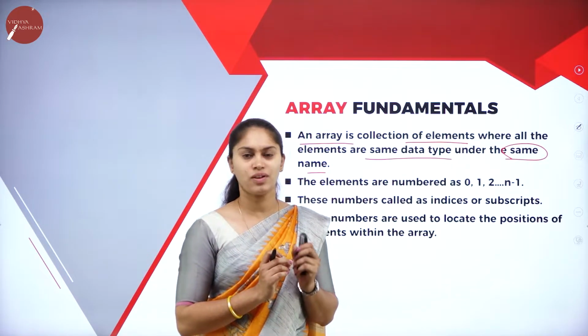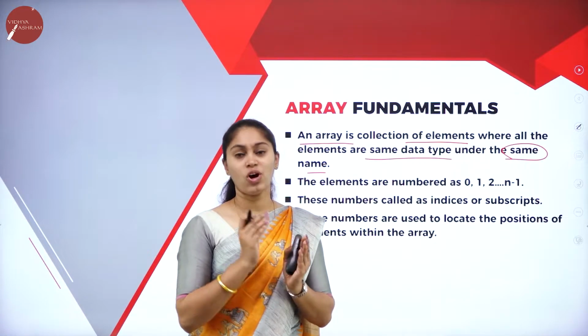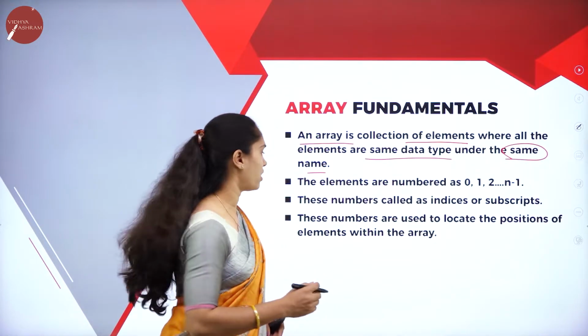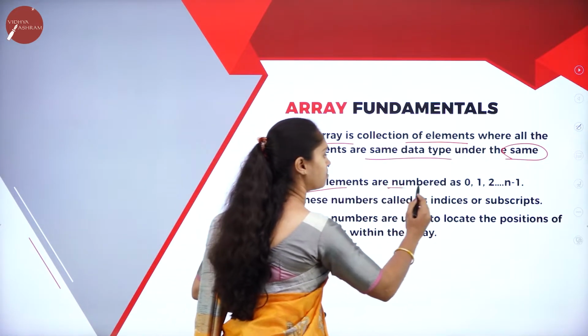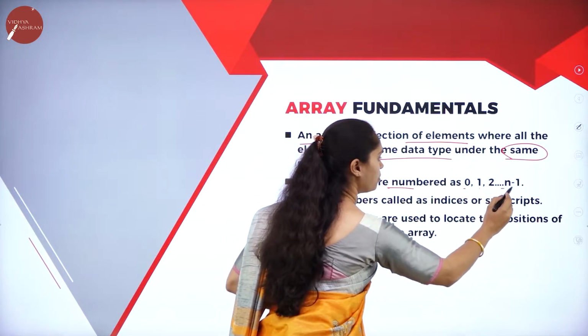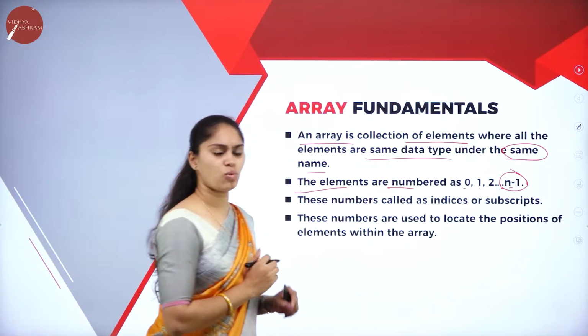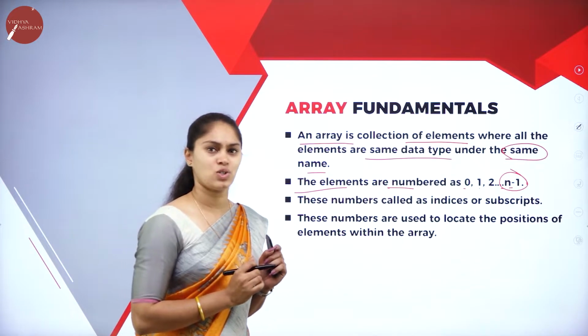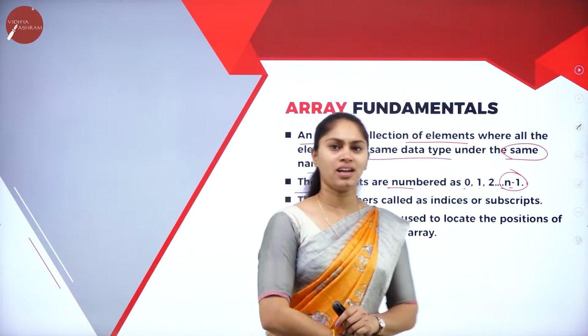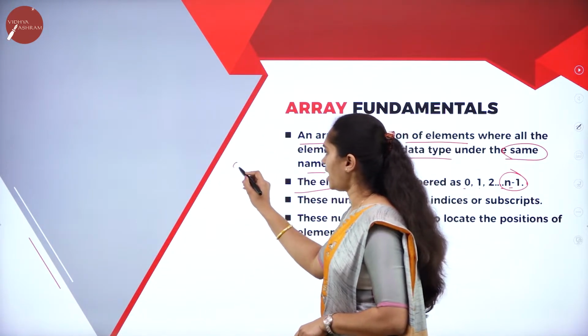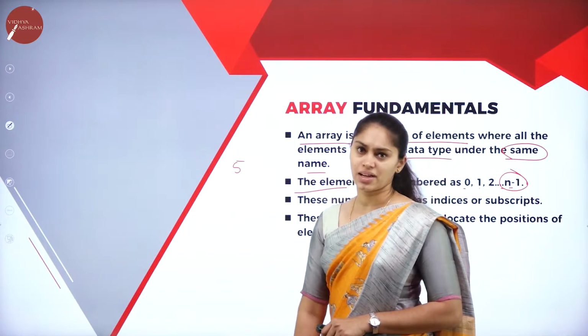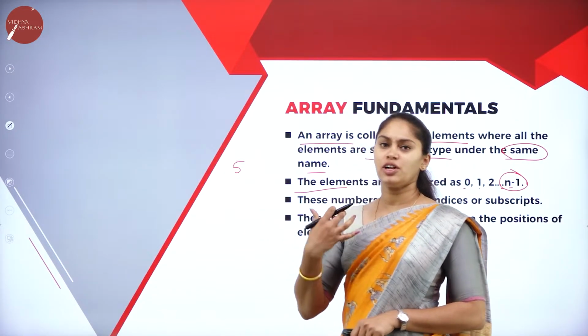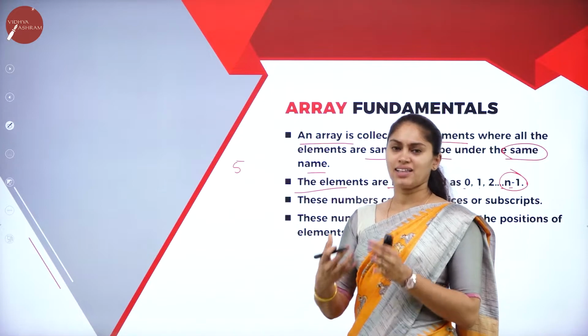The numbers are going to start with 0 up to n minus 1. So the elements are numbered as 0, 1, 2, up to n minus 1. Why am I taking this as n minus 1? Let me consider one thing. Consider I have 5 elements in an array. If I want to identify the array, what is the name?